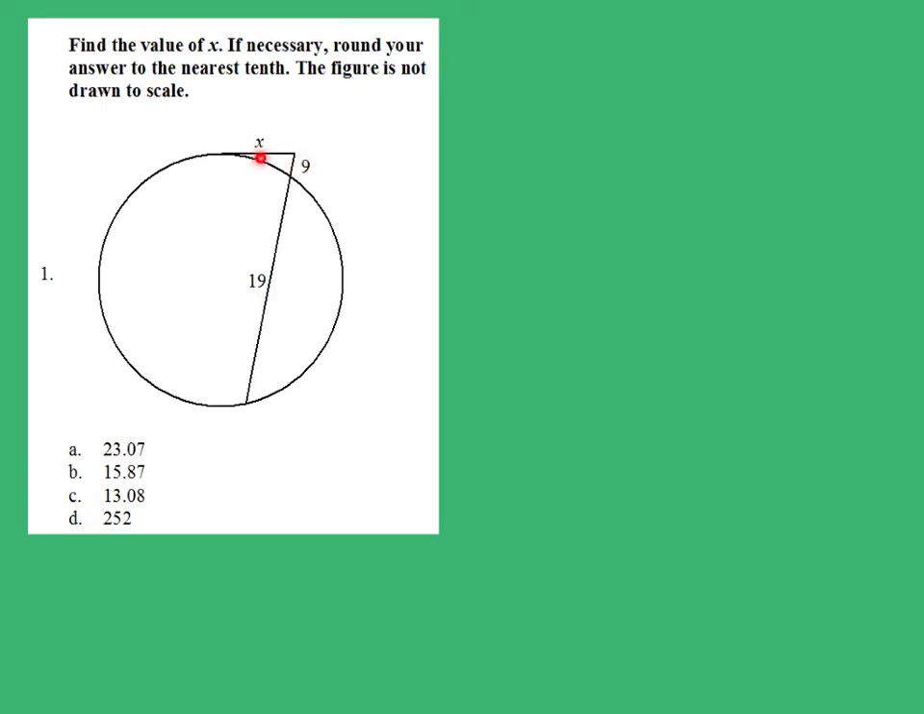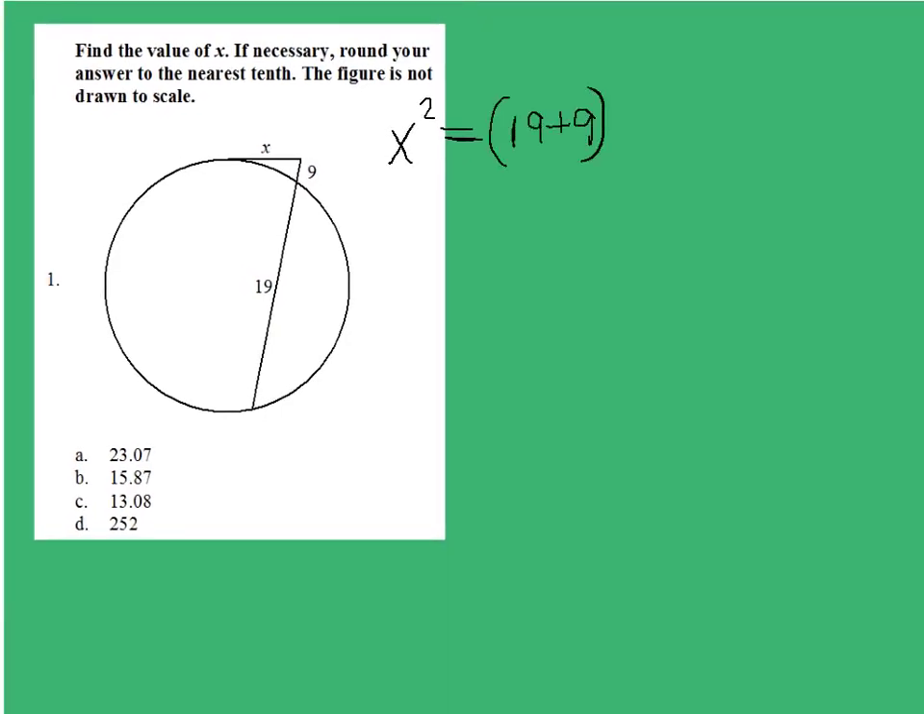So to find this segment length right here, we're going to use the formula saying the whole segment, which is x, times just the outside part of the segment, which is again x, so we get x squared, is equal to this whole segment, 19 plus 9, times just the outside portion. The outside portion is 9. So again, what we used was the whole segment times the outside portion is equal to the whole times the outside.